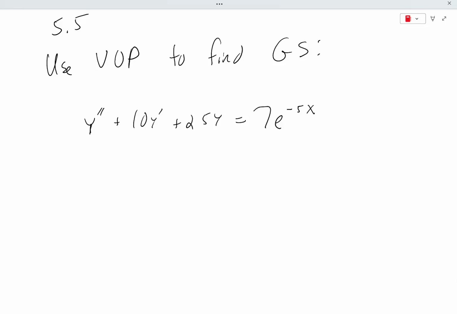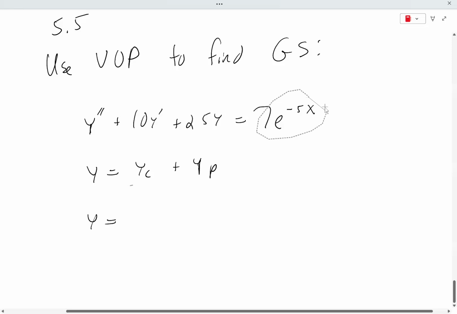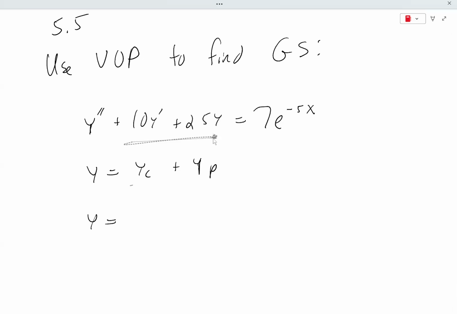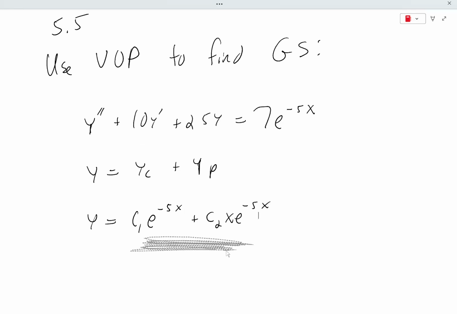So anyway, it starts off the same, right? You've got y equals y sub c plus y sub p, and this is the complementary solution. That's where you have 0 over here. You go through a characteristic equation. You get r plus 5, r plus 5. So the r would be negative 5 then. I think I got this right. That would be your complementary part here, for the homogeneous part. And plus y sub p.